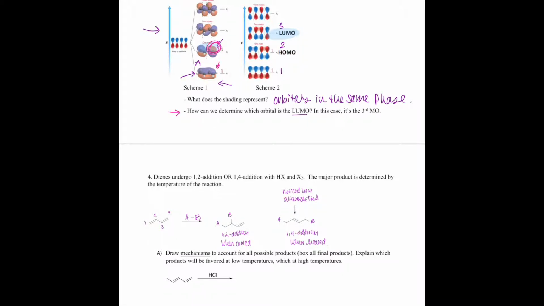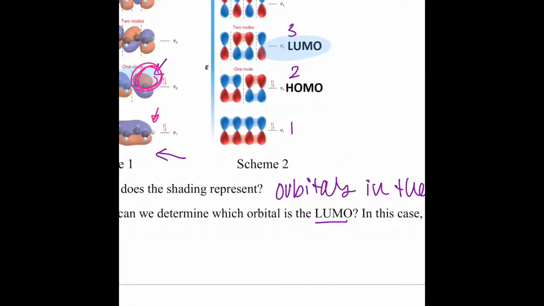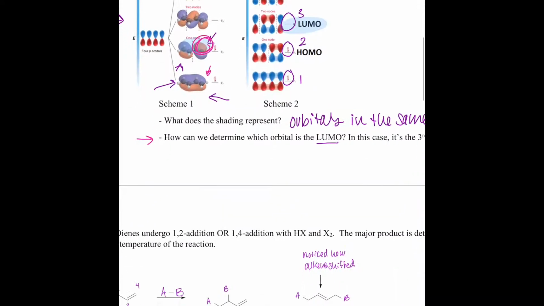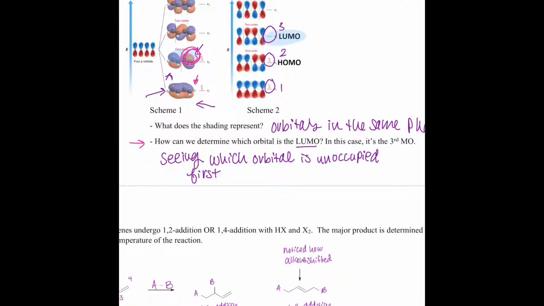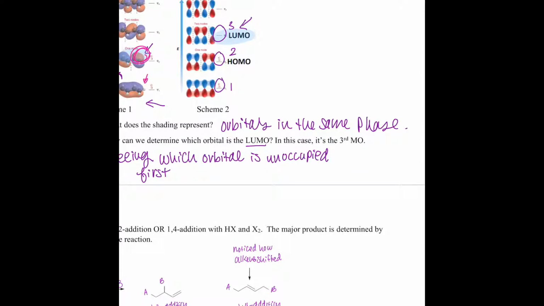And I like how LUMO stands for the lowest unoccupied orbital. So you can see here, I'm going to zoom in a little bit. Over here you can see that this one's occupied, this one's occupied, and this is the first one that is unoccupied, therefore making it the lowest unoccupied molecular orbital. So we can determine it by seeing which one. So therefore we can see that this is the first unoccupied orbital, so therefore it is the LUMO.